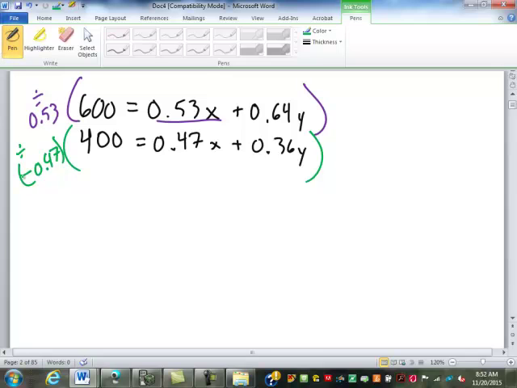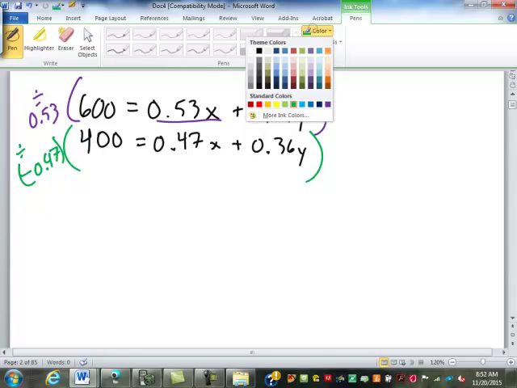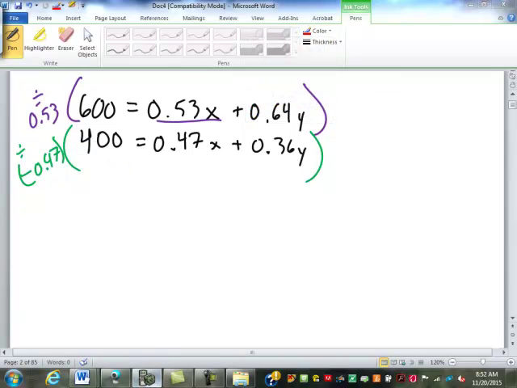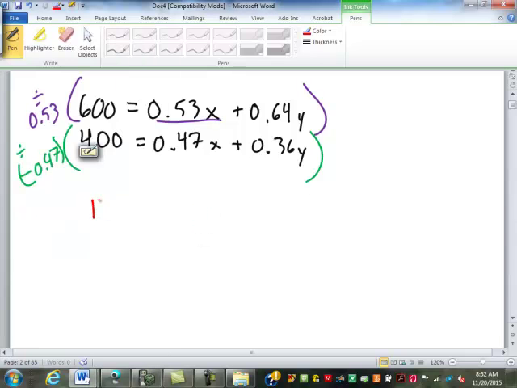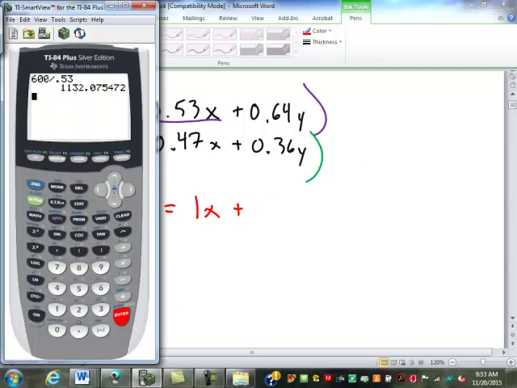Now I'm going to pause it. So they're going to cancel out, yes. So we have 600 divided by 0.53. We get 1132.08 equals, well, that's going to be just 1x, right? Plus 0.64 divided by 0.53, 1.208y.